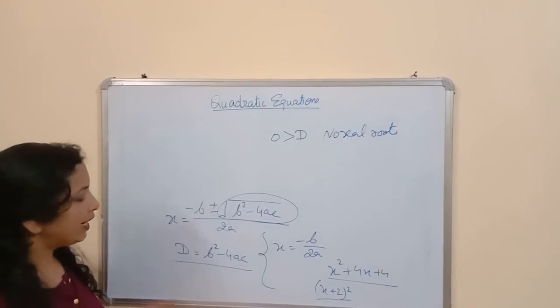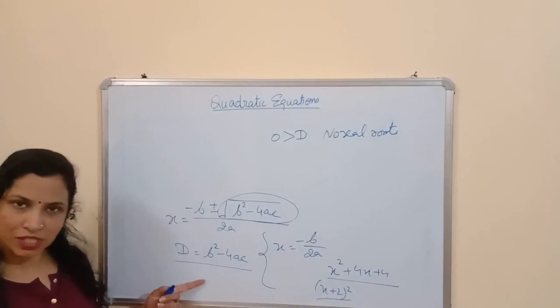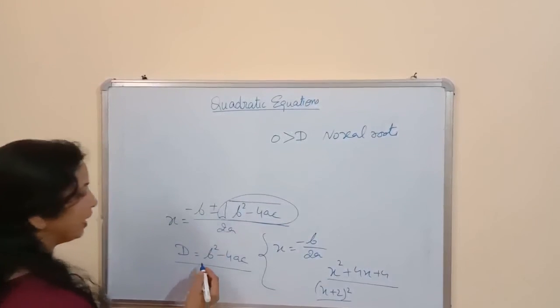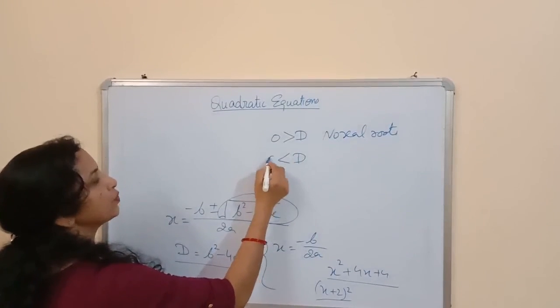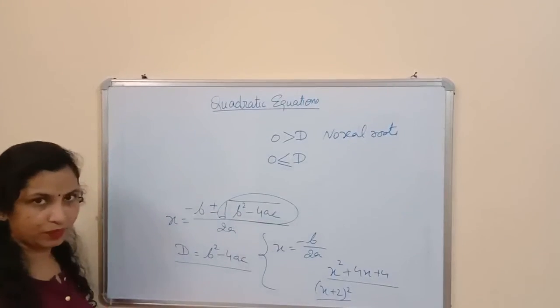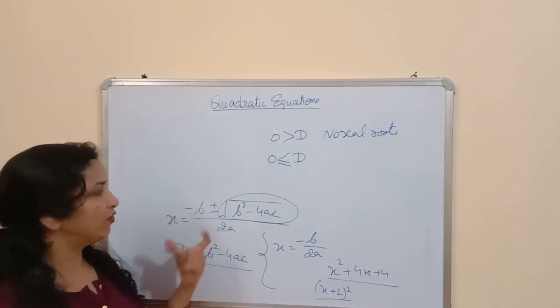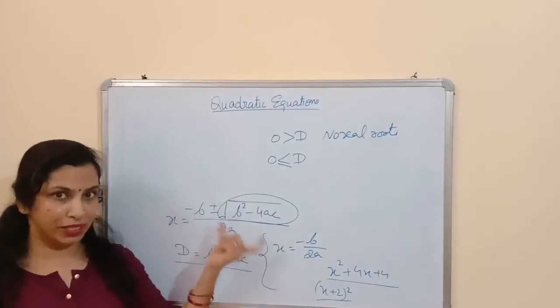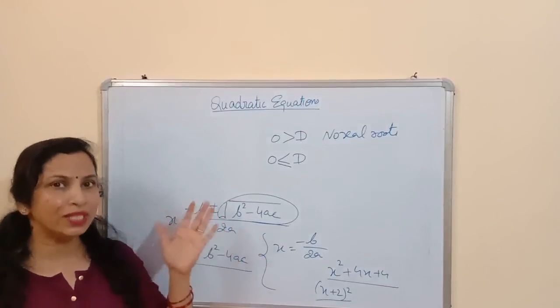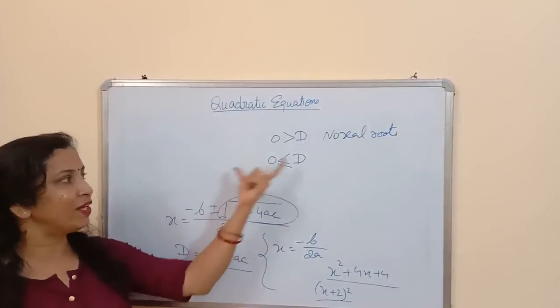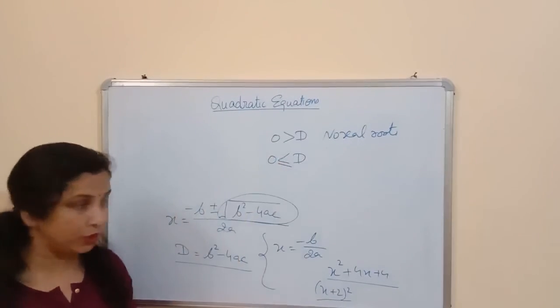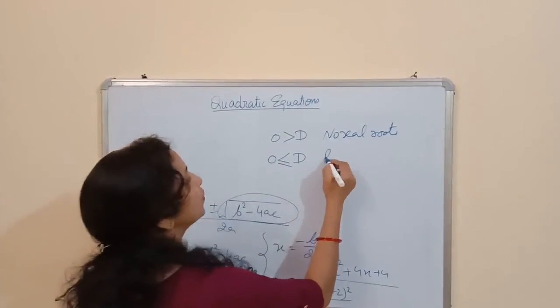Or D can be positive. Positive means it should be greater than 0. So if you get the discriminant equal to 0 or more than 0, then you can solve this equation simply. In case you get D equal to 0 or greater than 0, you will say it will have real roots.